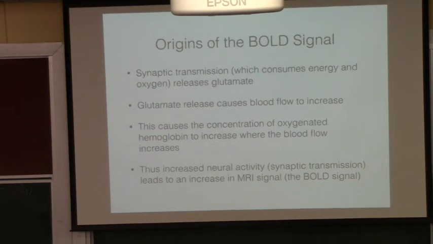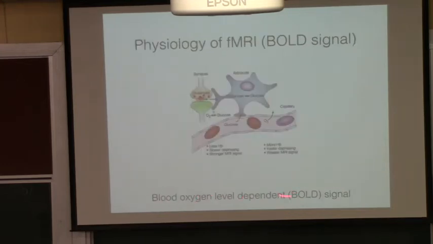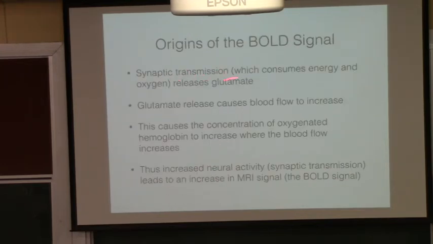So basically the idea of the BOLD signal, which is blood oxygen level dependent signal, is that synaptic transmission consumes energy and oxygen, which releases glutamate. The glutamate release causes blood flow to increase, and this causes the concentration of oxygenated hemoglobin to increase where the blood flow increases. And our inference is that increased neural activity or synaptic transmission then leads to an increased MRI signal or BOLD signal. Okay?